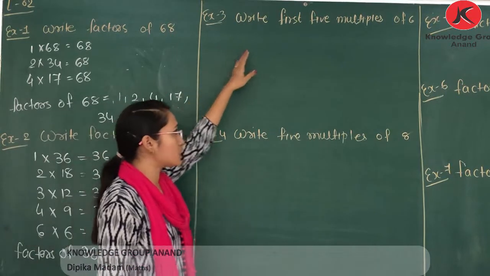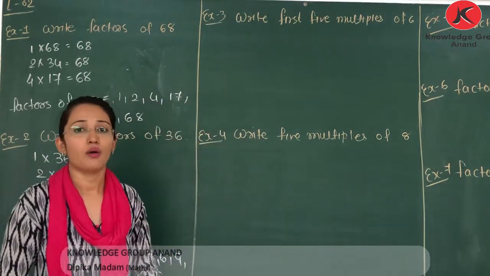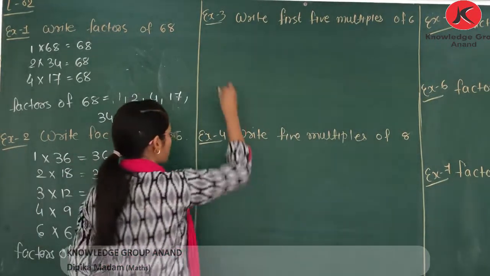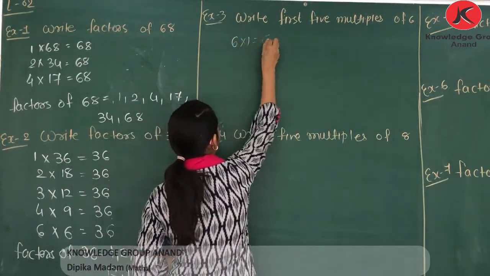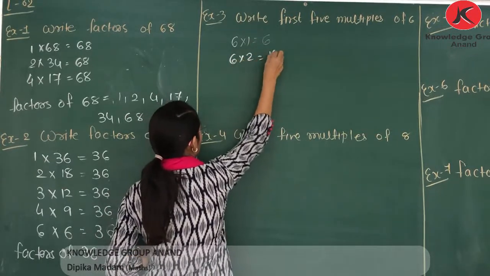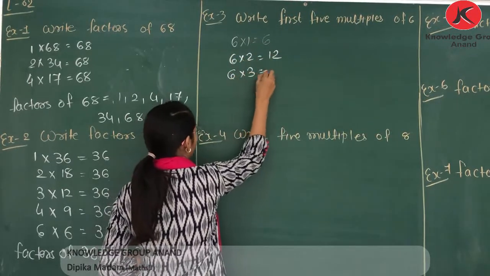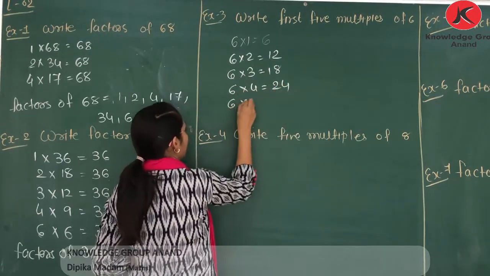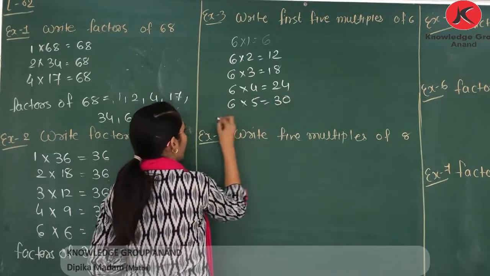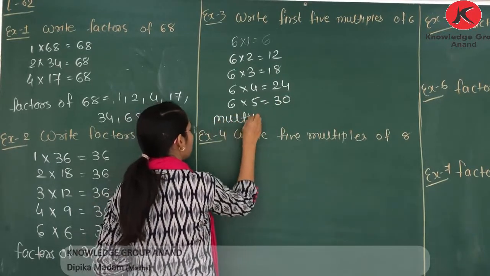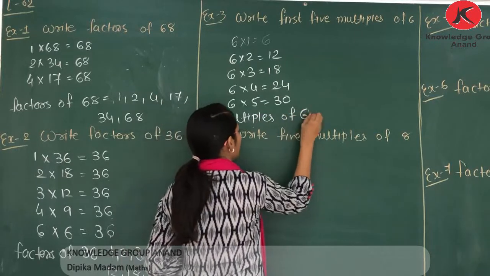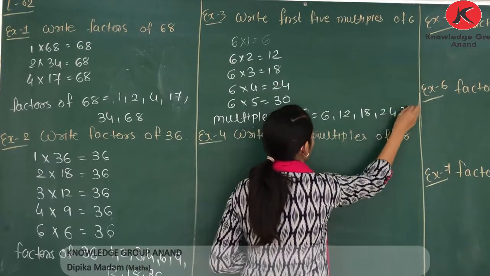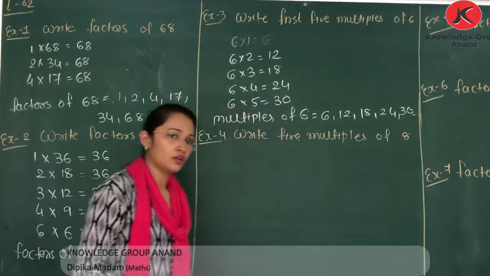Now write the first 5 multiples of 6. Multiple means multiply the given number with 1, 2, 3, 4. So 6 is multiplied with 1, 2, 3, 4, and 5. So what are the multiples? 6, 12, 18, 24, 30. You can find more multiples.